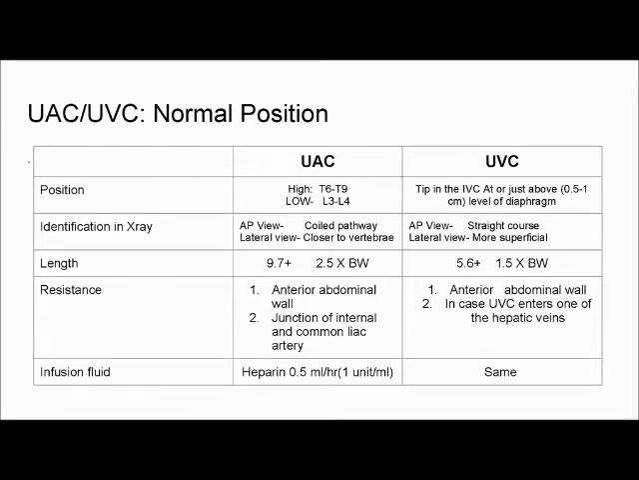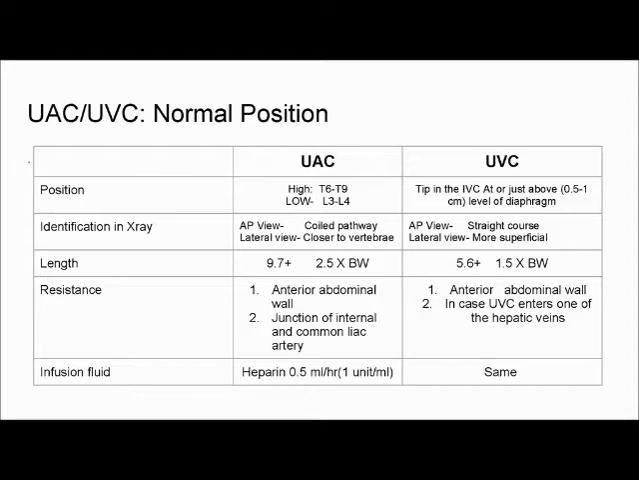And now the umbilical artery catheter and umbilical venous catheter. The normal high position of the umbilical artery catheter should be at the level of T6 to T9, and length of the UAC should be 9.7 plus 2.5 times the birth weight. And in UAC insertion, resistance is met at the level of the anterior abdominal wall, and the second one is at the junction of the internal and common iliac artery.